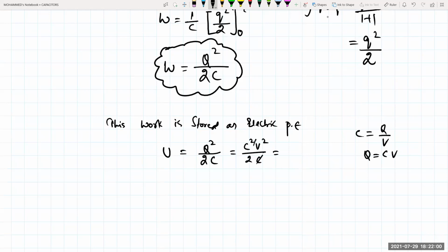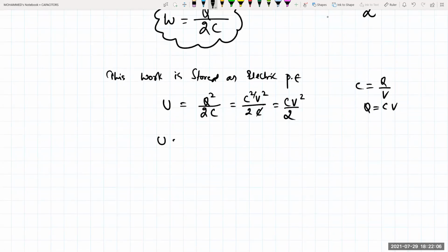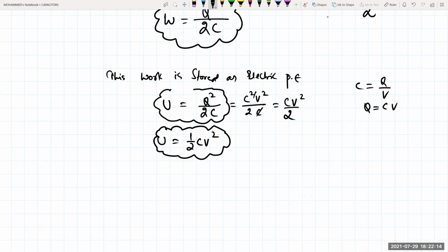C square, if C goes away, what does it become? C into V square by 2, we can write it like that also, can't we? Isn't it? So energy is also equal to half into C into V square. This is also one of the forms in terms of capacitance. In terms of charge, this is the one.